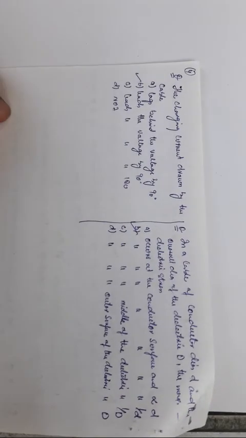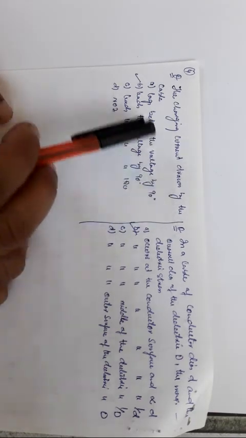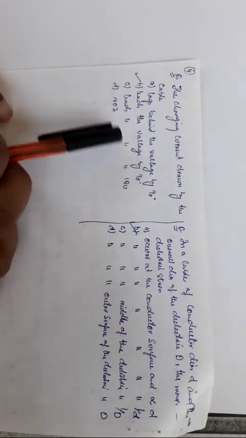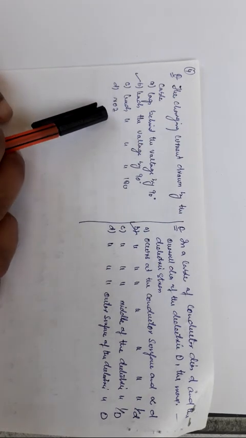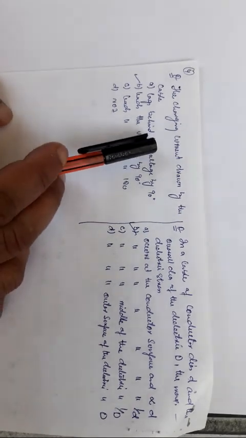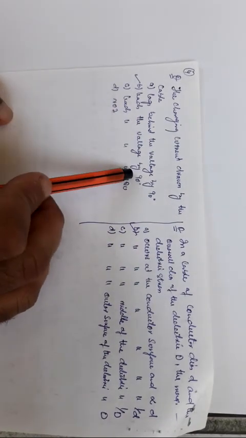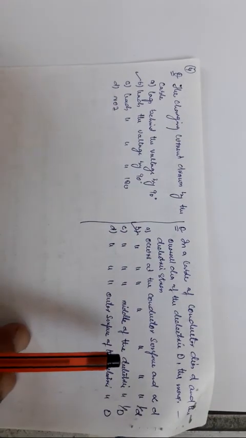One simple objective: the charging current drawn by the cable lags behind the voltage by 90 degrees, leads the voltage by 90 degrees, leads the voltage by 180 degrees, or none of the above. Since this is a charging current, it's a capacitive current, it leads the voltage by 90 degrees. That means this option is the correct option.